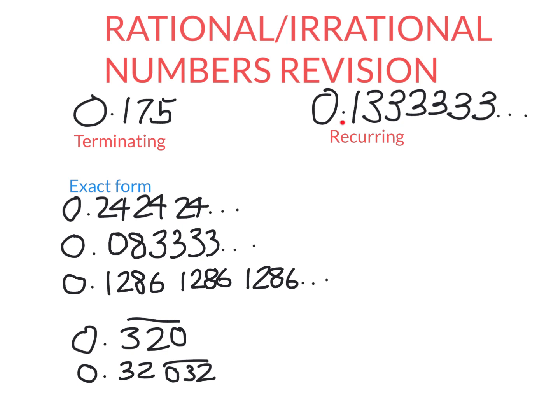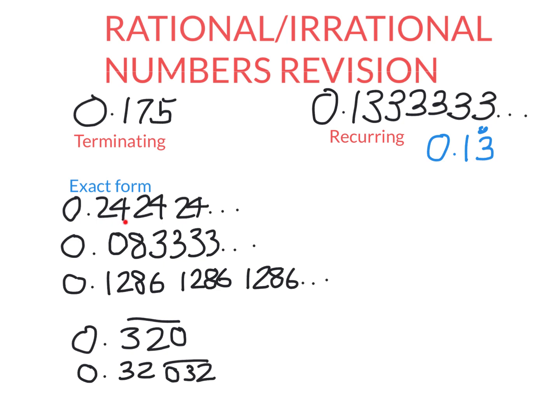So if we want to write a recurring decimal like this, we can't write all of the threes. There's infinitely many of them. So we need to have a way that we can show that this is a recurring decimal without having to write heaps and heaps of threes. And what we do is we write the decimals in exact form. So for this one here, we write it as 0.13, and you put a dot or a dash over the digits that are repeating.